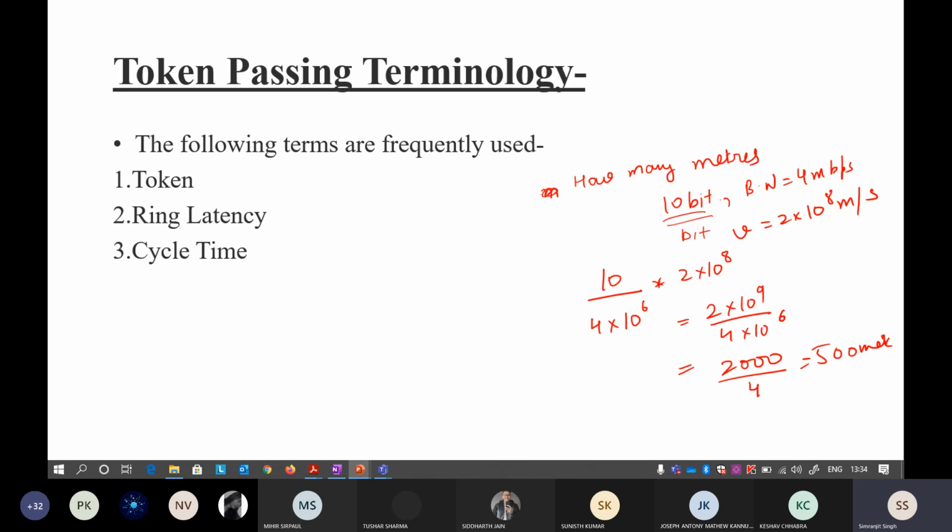Another terminology that is very important in token passing: first is the token, second is ring latency, third is cycle time. Cycle time, or total time, we use when we try to find the efficiency.